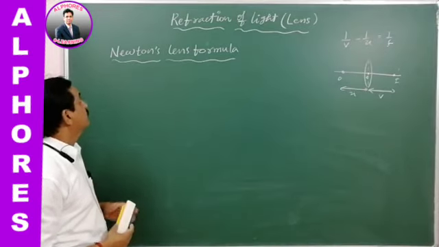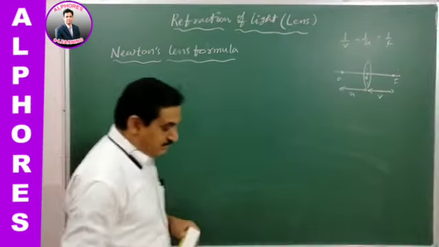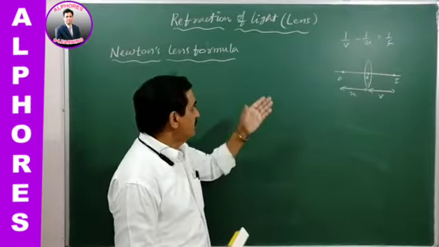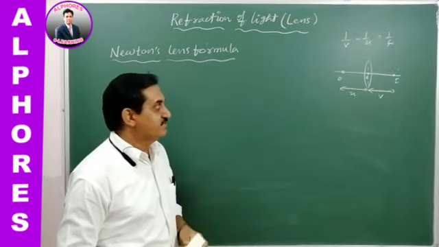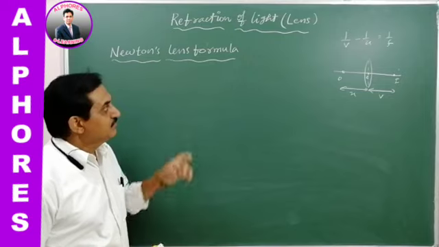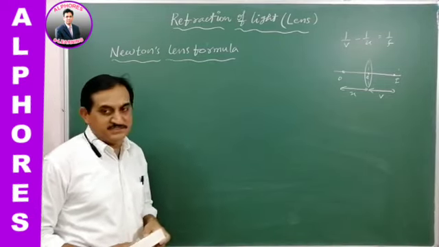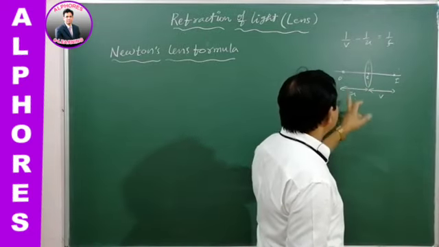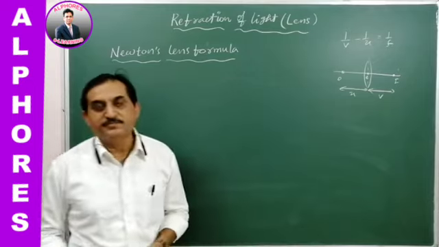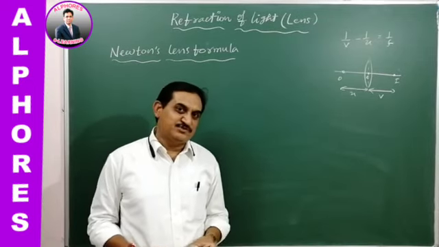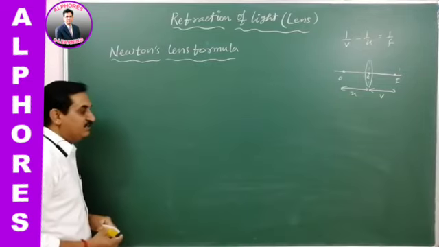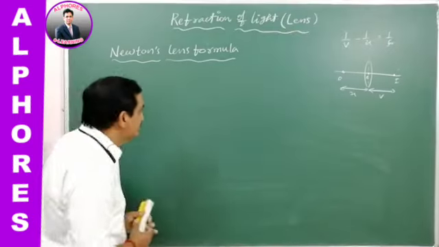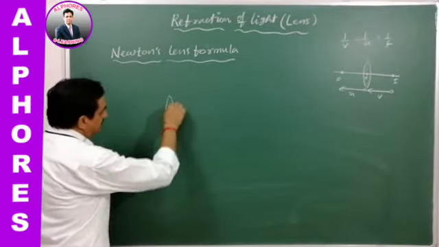Today we are going to derive the formula for Newton's lens formula. Already we have the lens formula, that is 1 by v minus 1 by u is equal to 1 by f. Here u and v are the object and image distances, which are taken from the optic center of the lens, and when u and v values are substituted in this equation, you can find the focal length of the lens. But this is another way to find the focal length of the given lens: Newton's lens formula. In this case, consider a lens.